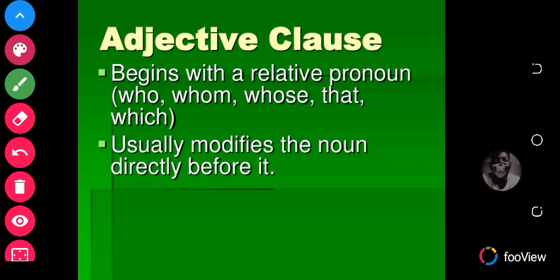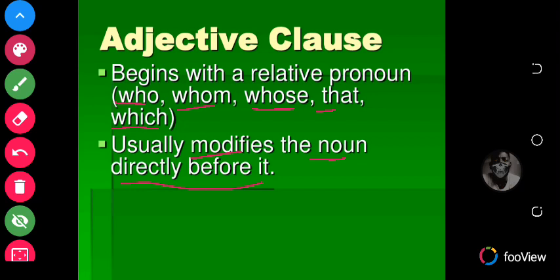So an adjective clause, or relative clause, begins with a relative pronoun. This is why it can also be called a relative clause. Relative pronouns are who, whom, whose, that, which, and the clause usually modifies the noun directly before it. Let's look at an example.